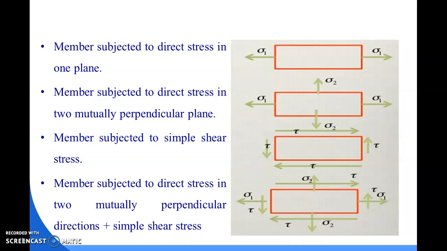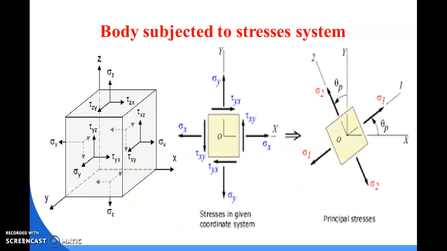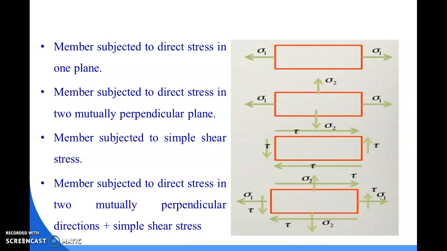So in the previous class we discussed principal stress, principal strain and various kinds of normal plane and oblique plane. Then we studied the body subjected to a stress system, that is in the 2D system and in the 3D system. And we just initiated 4 kinds of criteria by which we can calculate the normal stress, tangential stress, resultant stress and the angle of obliquity, and also we can determine the maximum shear stress. So these are the 4 criteria.